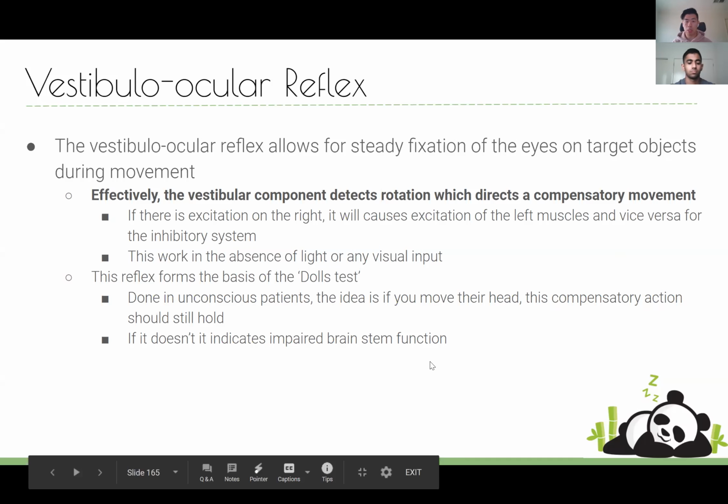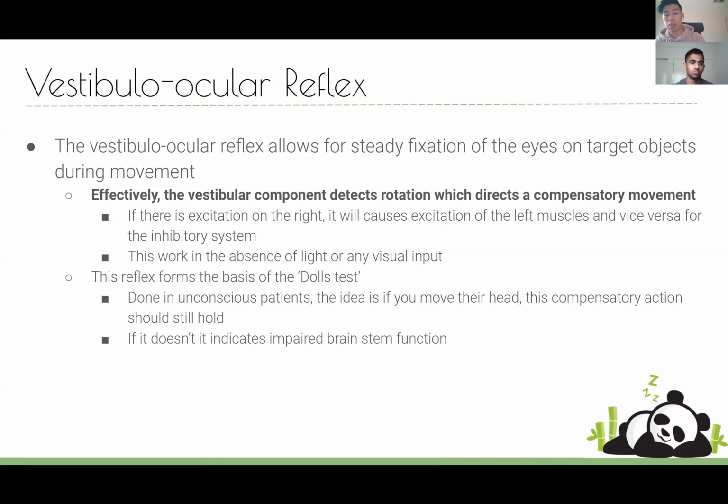As we said before, the vestibulo-ocular reflex is what allows you to keep your eyes fixated on an object whilst your head is moving. This is also what happens with the doll's eye test, which basically tells us that you don't need visual input or conscious input to have this happen. It's an intrinsic reflex with your eyes connected to your otolith organs in your vestibular system. As you excite the right side when you turn, it will excite the left muscles to contract and reflexively adjust for that change.